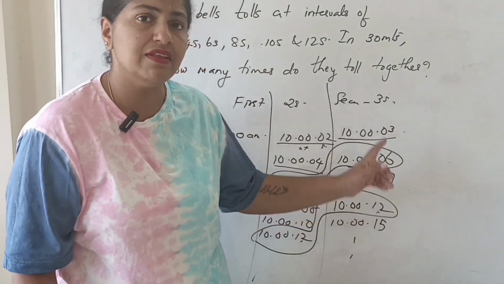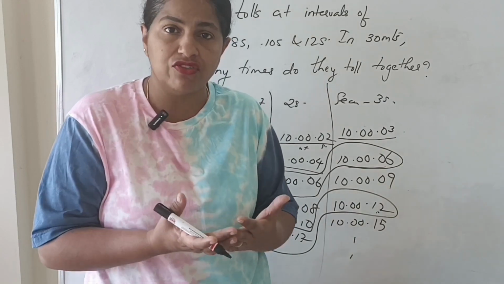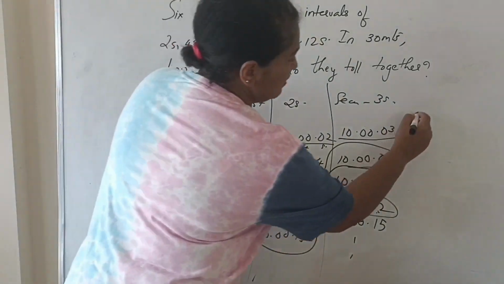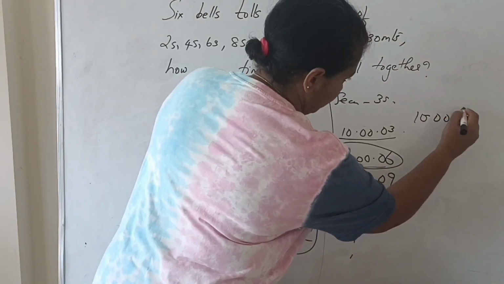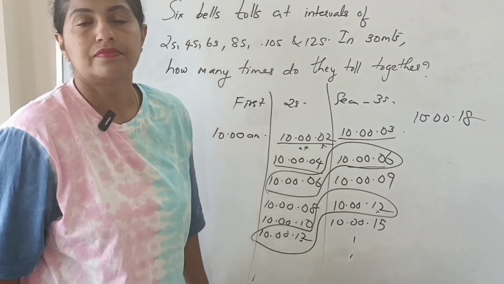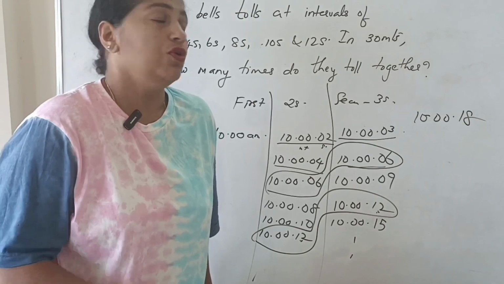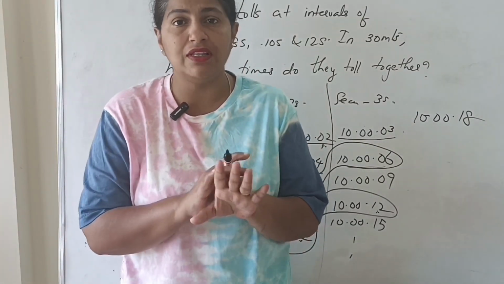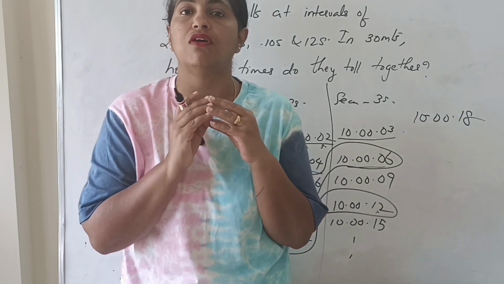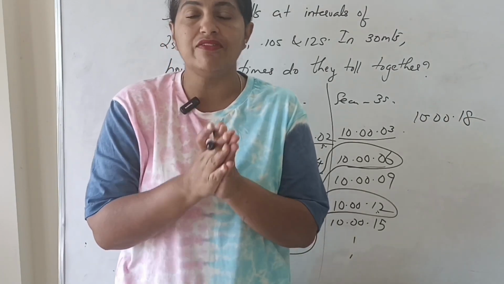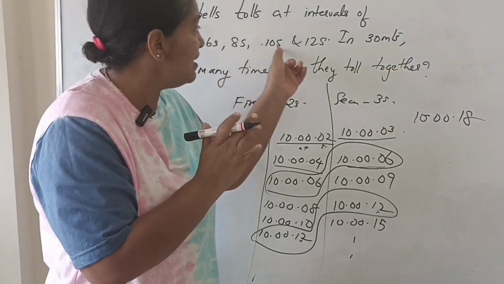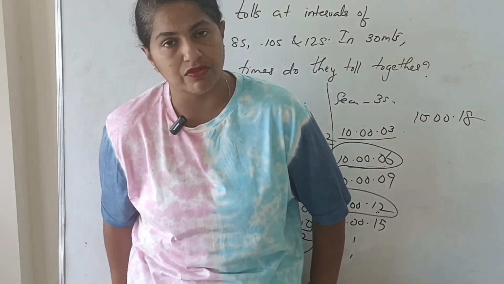So after every LCM, the bells will start tolling simultaneously. So without even writing this, can you tell which is the next time at which both these bells will toll simultaneously? After 6 seconds, which is 18. Okay. So even if we increase the number of bells, what will change? Only the number of bells will change, but the basic concept remains the same. The bells will toll together after a time which is equivalent to the LCM of their individual times.